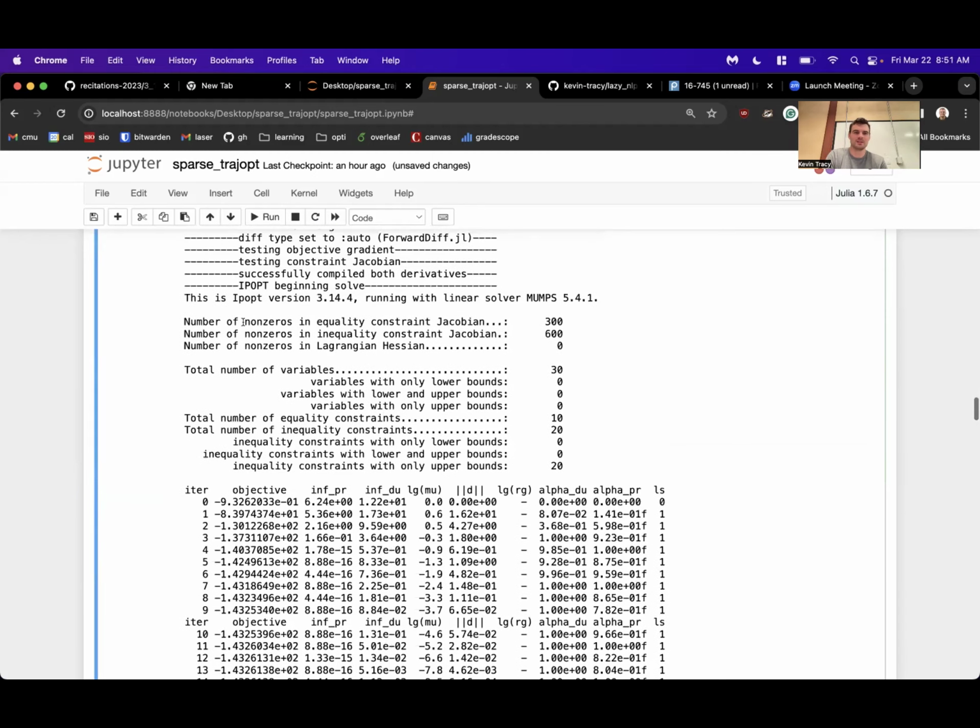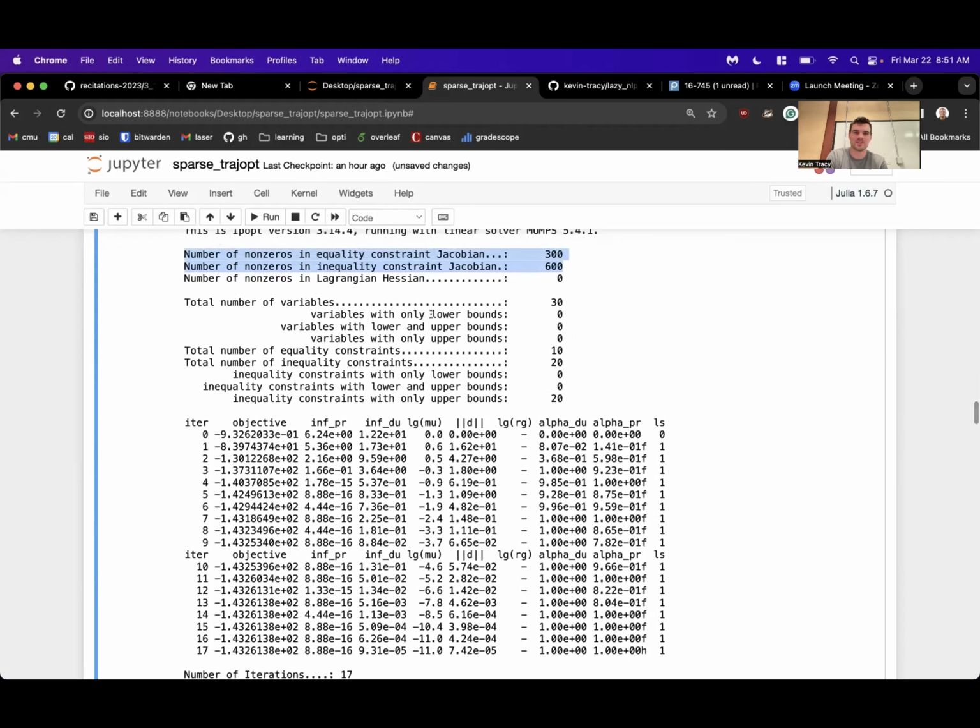So I do this. It solves, and what you'll see here is that the number of non-zeros, so this is what I was talking about, in the equality constraint Jacobian is 300. And because this problem is 30 by 10, every single entry is considered non-zero in the eyes of the sparsity pattern. And the same is true with the inequality. So these are huge numbers, and these make the solve slow. So if it actually turns out that these are sparse matrices, it's worth doing it in a sparse way. This is the point I'm getting towards. So we see these numbers, 300, 600, solving for 30 variables. These numbers are pretty big. That means the problem is going to be relatively slow.